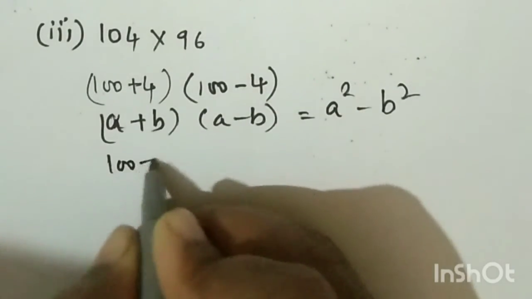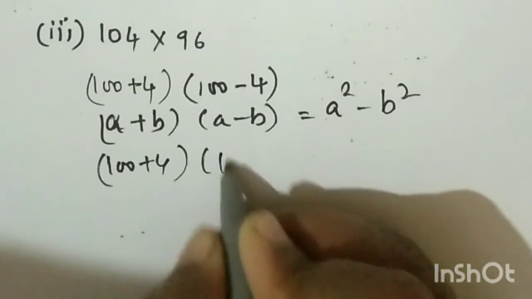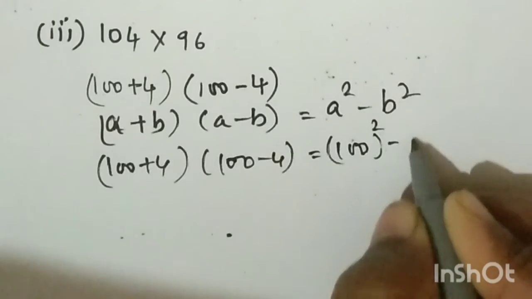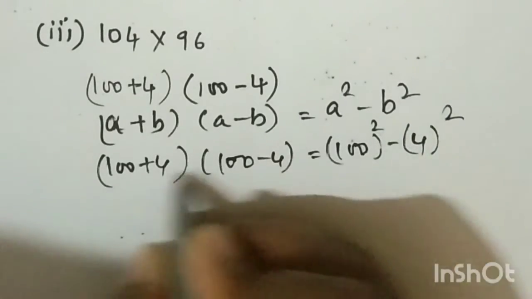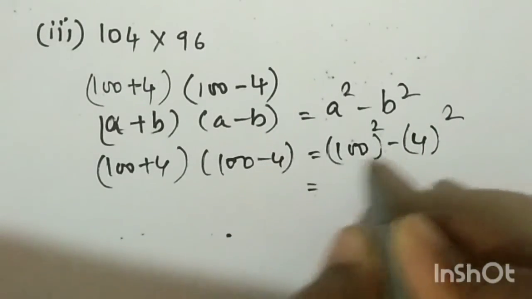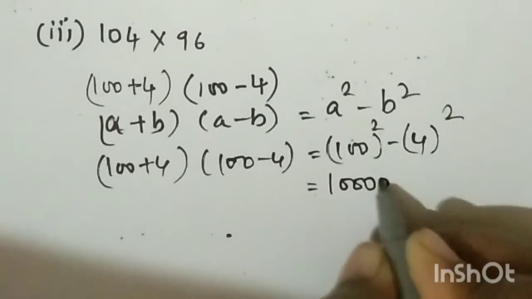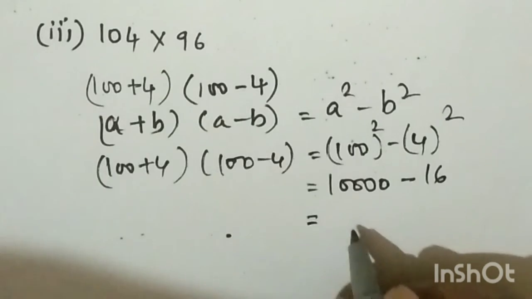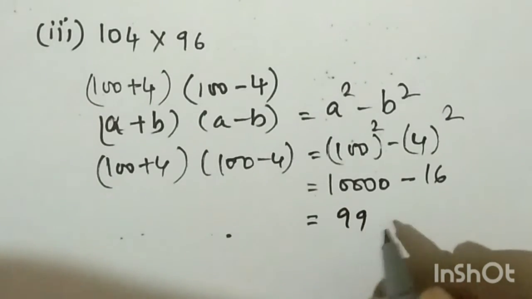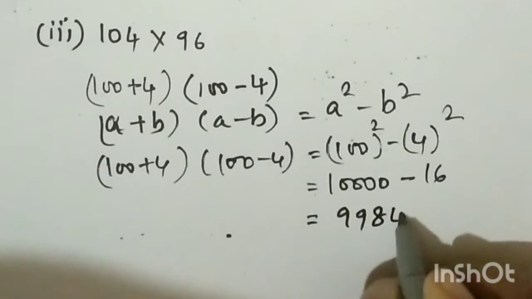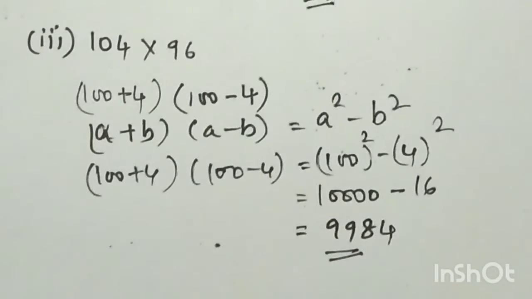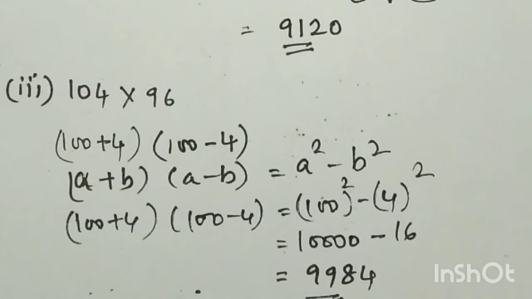So here it is 100 plus 4 into 100 minus 4 is equal to 100 square minus 4 square. Don't go and apply this minus 4, I told you already. So 10,000 minus 4 square is 16. So when you subtract, you will get 9984. Okay children, so this is how you have to solve. So all the 3 questions are done.